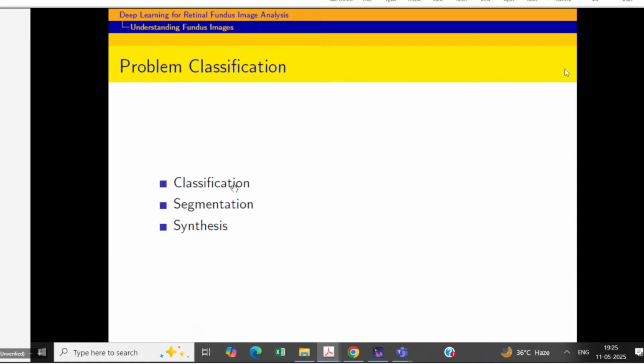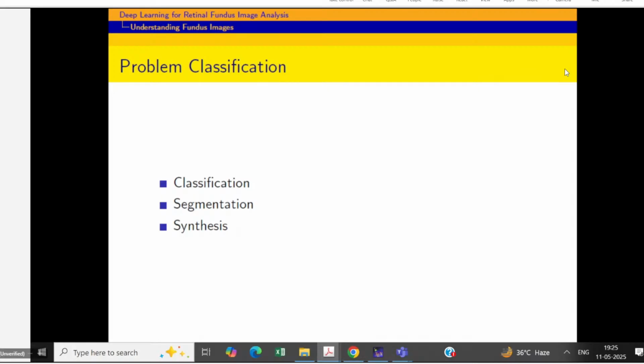And again, for any type of eye disease, you can have a classification problem, you can have a segmentation problem, right? We will discuss it later on. Even for diabetic retinopathy, we can have grading problems. We can also have segmentation problems. Synthesis is quite interesting in this case because, as you all know, the number of samples is quite limited in these cases compared to natural images.